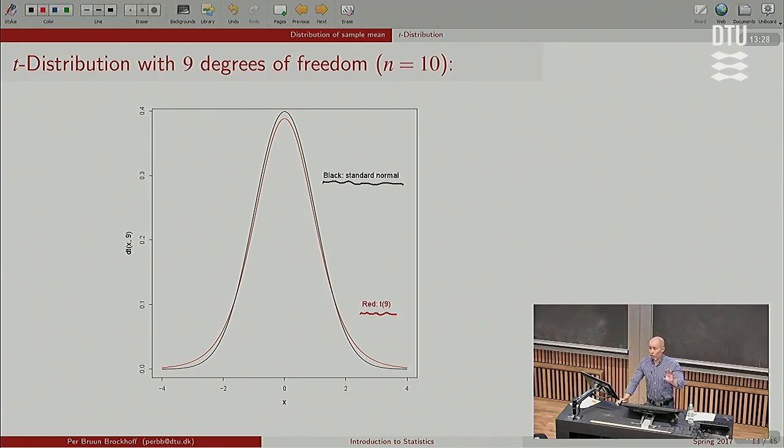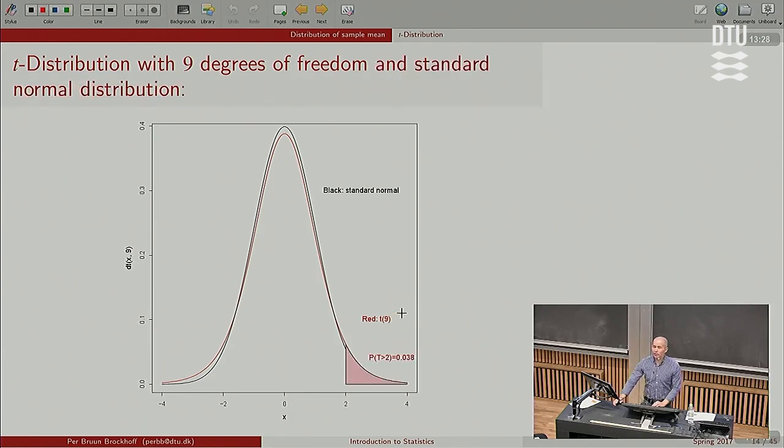The t distribution is, for practical purposes, very similar to the standard normal. That's how we should think about the t distribution. It's a standardized distribution, very close to the standard normal. It does have a little bit of difference, especially in the tails. For instance, how much probability mass do we have to the right of 2? What's the chance of going beyond 2 for a t distribution with 9 degrees of freedom? Well, that probability is almost 4%.